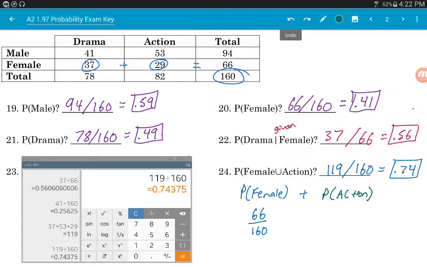Oh, my color switch didn't stay. So action is 82 out of 160. But how did I get that 82? I did 53 plus 29 equals 82. So you see the problem here. I've used the 29 twice. I used it once to get the blue total, and I used it once to get the green total. So that 29 has been included twice.